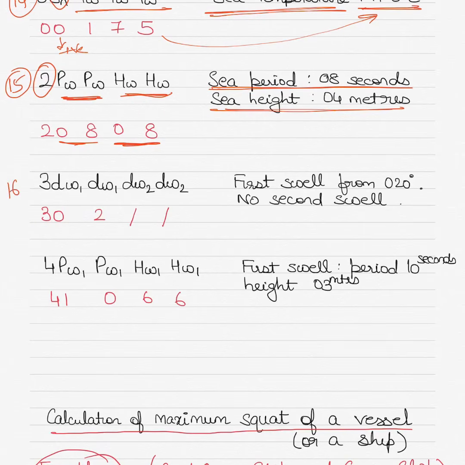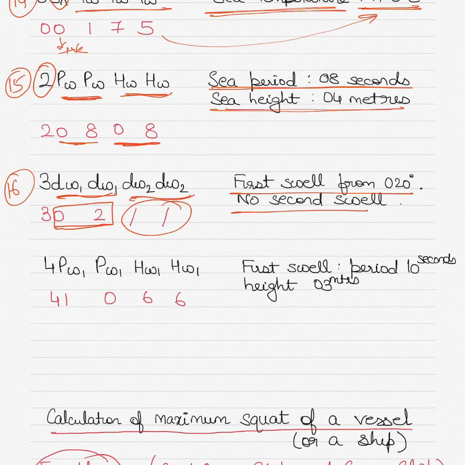Alright, now we come to number 16 here. So we have 302. So we have 3 DW1, and I have to explain what each of them stands for. So DW1 and DW2. DW1 is the direction of the first swell, and DW2 is the direction of the second swell. So as you can see here, the first swell was from a direction of 0 to 0 degrees, and there was no second swell. That's why there is no information here.